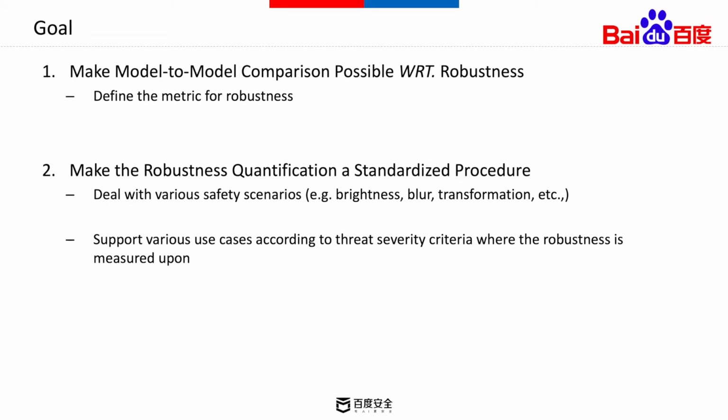Our work tries to achieve two major goals. One is to make model-to-model comparison possible with regard to robustness. In this case, the robustness metric needs to be defined. The other is to make the robustness quantification a standardized procedure, where we need to deal with various safety scenarios such as brightness change, blurring effects, common corruption issues, etc. And also we need to support various use cases according to threat severity criteria where the robustness is measured upon. In the following slides, we will further discuss these respectively.